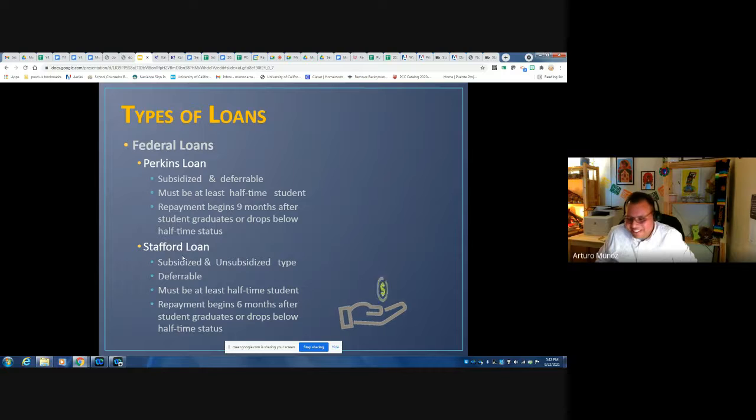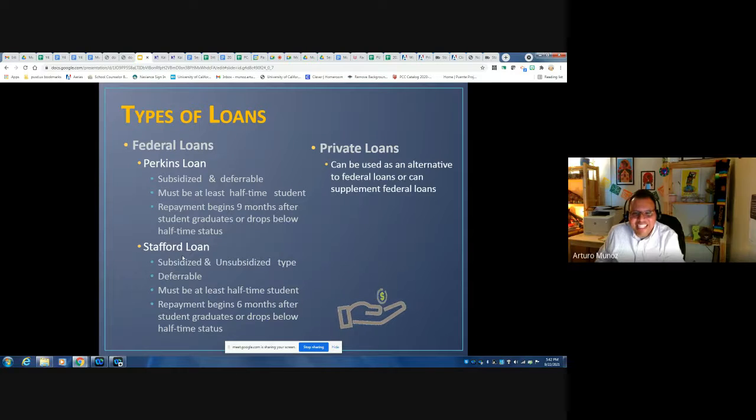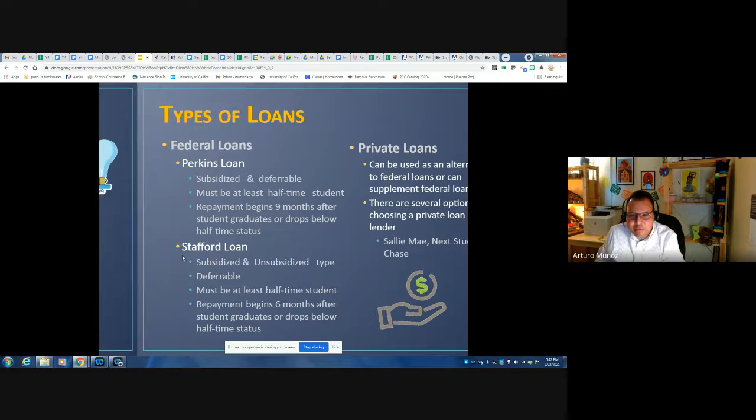Any questions? No? And you guys don't have to take everything that they offer you. Correct. You can choose that I'm going to take this loan and not this loan. You could look into private loans, which I think my man's going to get into now. You see who gives better rates. So your private loans, again, can be used as an alternative to federal loans or can be supplemental to any federal loans. There are several options for choosing a private loan lender. Sallie Mae, Next Student, and Chase are some examples.